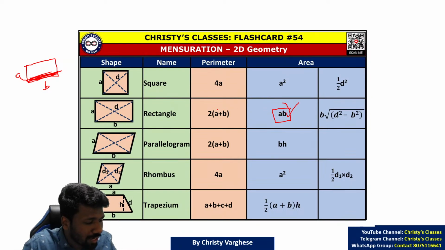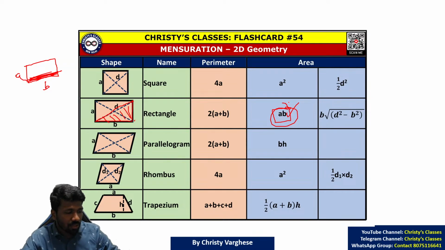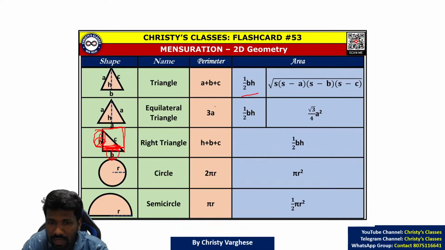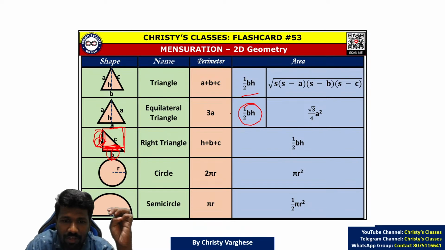And if you understood rectangle area is A into B, what is the triangle? If you diagonally cut a rectangle, you will get a triangle. Na? So A into B is the area of the rectangle. So half of it will be the area of the triangle. Na? So that is how you can understand the half base into height formula of the triangle.